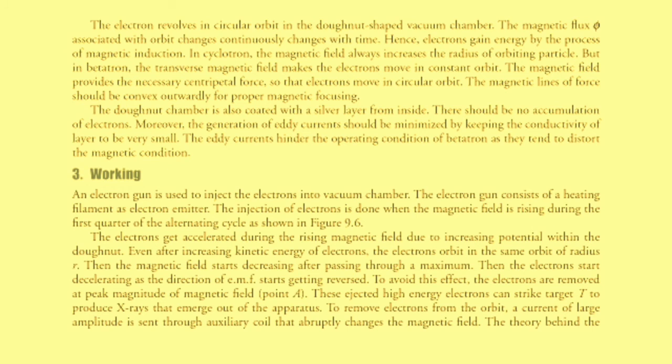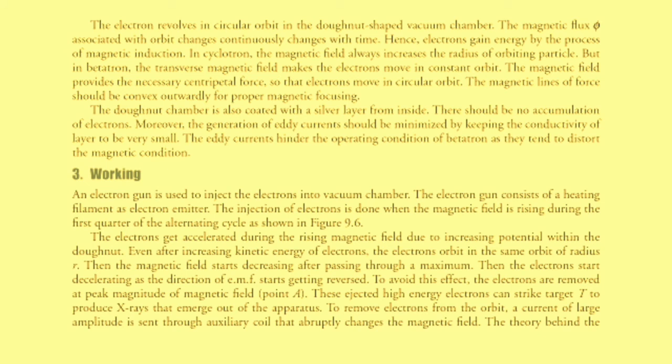Then the electrons will get decelerated, and they will start decelerating as the direction of the electromotive force starts getting reversed, which I have already said above, that the magnetic field will start decreasing after it reaches its maximum value. And as a result the electrons will start decelerating, as the direction of EMF will also get reversed.